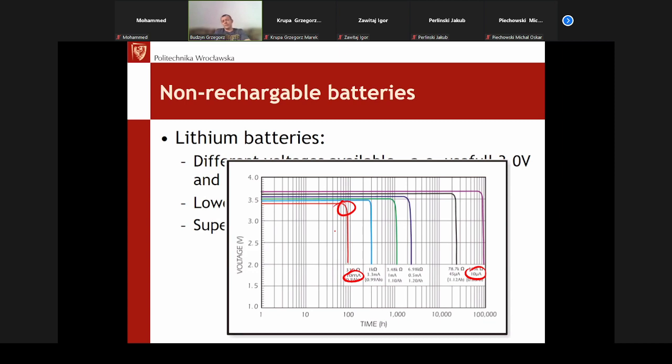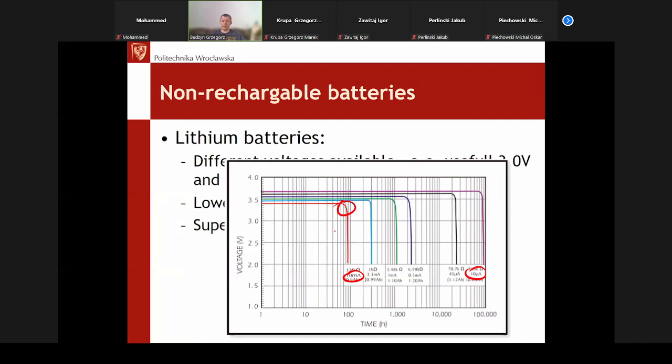And another problem with lithium batteries is the pricing. So they are better because they are lighter. They are maybe not safer, but they are lighter. They have super discharge characteristics. Yet the price is usually still high, although it should change because it's changing.